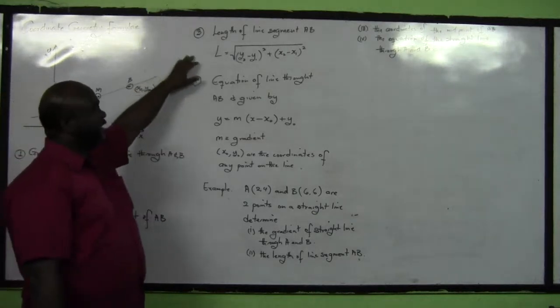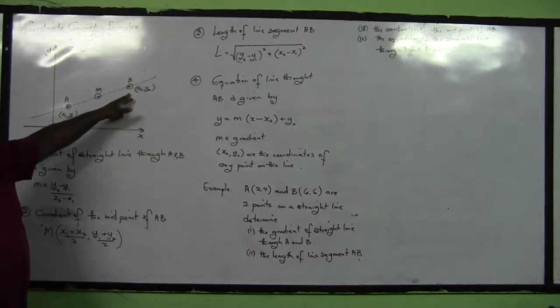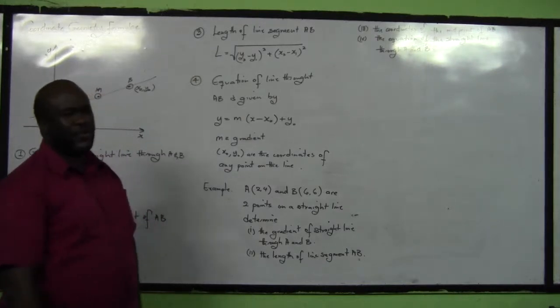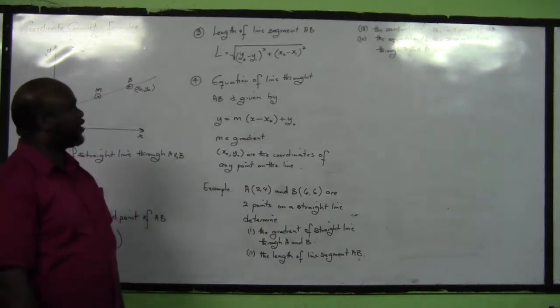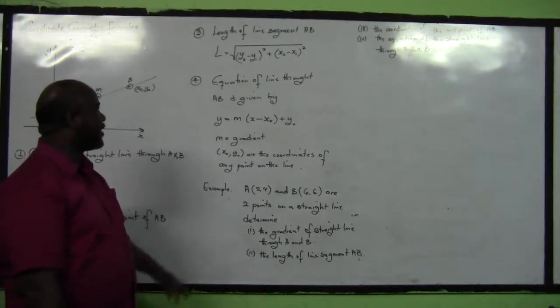The formula for the length of the line from A to B: L is equal to y2 minus y1 squared plus x2 minus x1 squared.